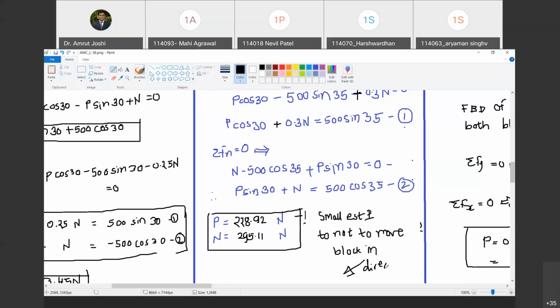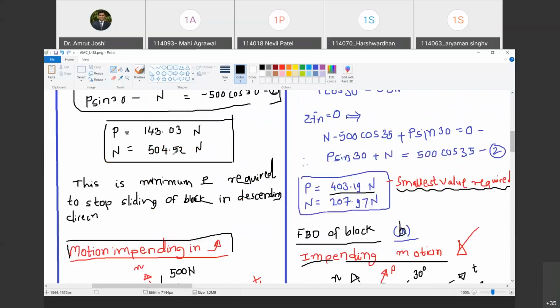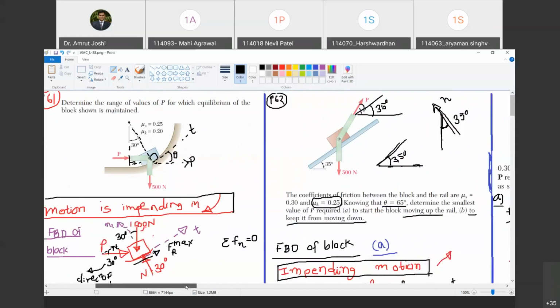Have you understood this problem now? Yes, sir. These two problems are identical. ये पहले वाला problem and this problem is identical. Are you with me? Yes, sir.